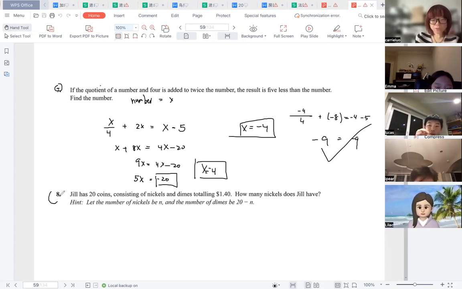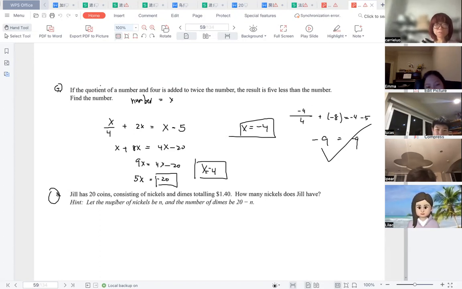Okay, so number 8. Joe has 20 coins. Consists of nickels and dimes, total $1.40. How many nickels does Joe have? Let the number of nickels be n and the number of dimes be 20 minus n. So you know the n is the number we need to find out. Okay, try to do this one.